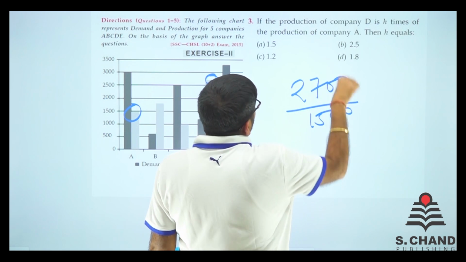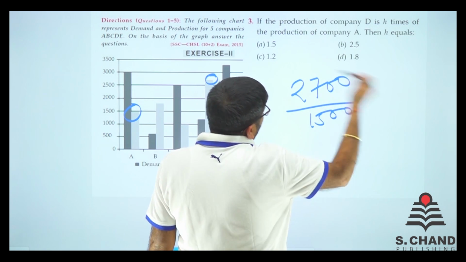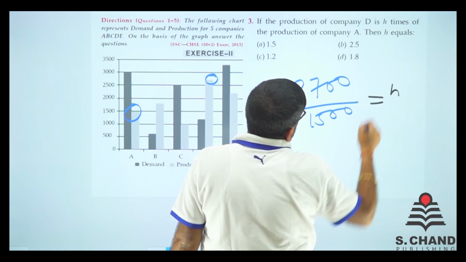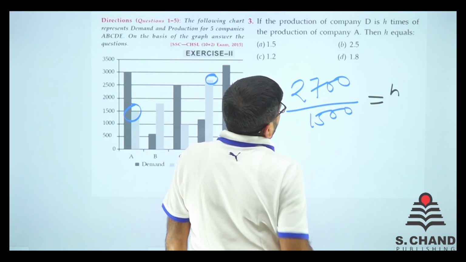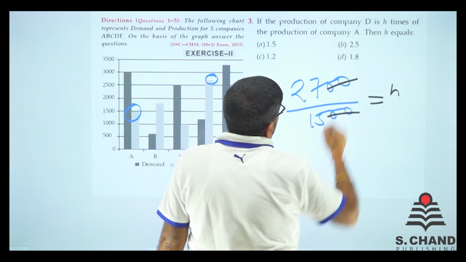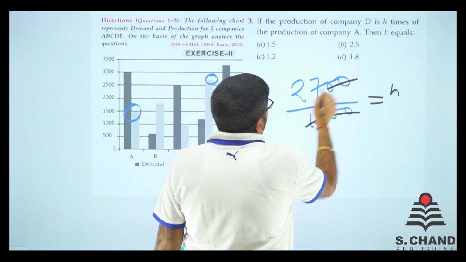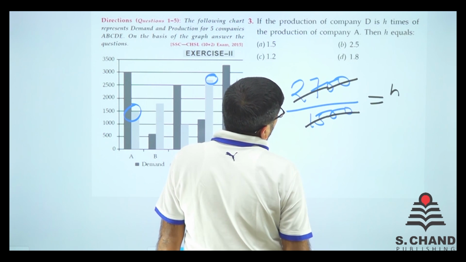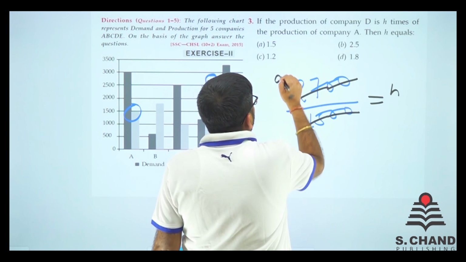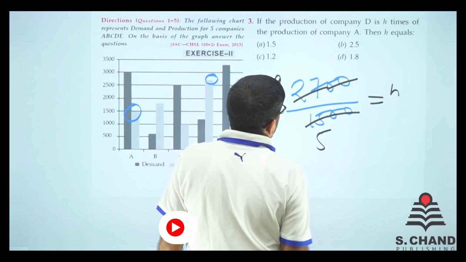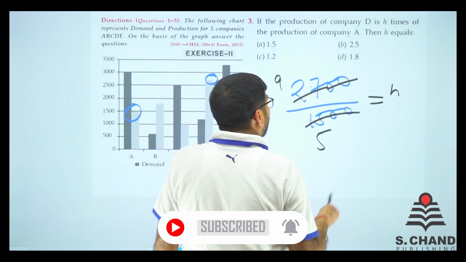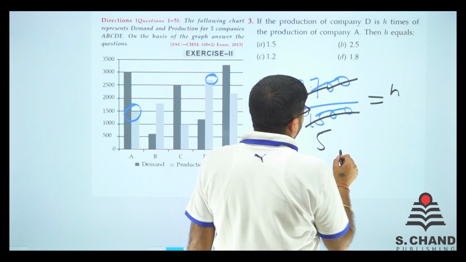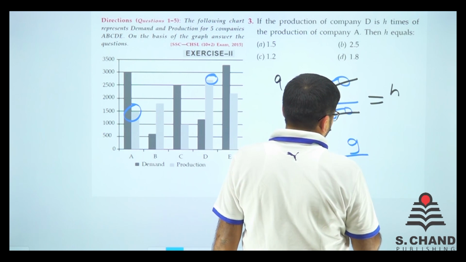The production of D is how many times the production of A? Say, for example, this is H times of the production of A. So let's calculate. 0 से 0 cancel हो जाता है. 15 into 2 तो नहीं आएगा. देखते हैं क्या आएगा. See, इसको 9 कर दिया, इसको 5 कर दिया. 3 into 9 is 7, 3 into 5 is this. So 9 by 5. 9 by 5 can be written 9 by 5, right?